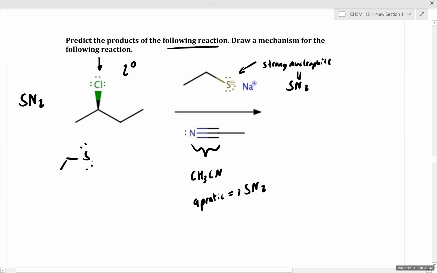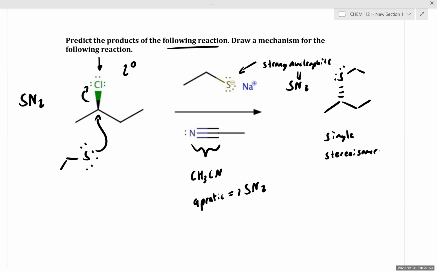So we would draw our mechanism as a concerted single-step process that occurs with inversion of stereochemistry. As a result, I should clearly indicate that we have just a single stereoisomer, or at the bare minimum, note that we aren't generating a mixture.